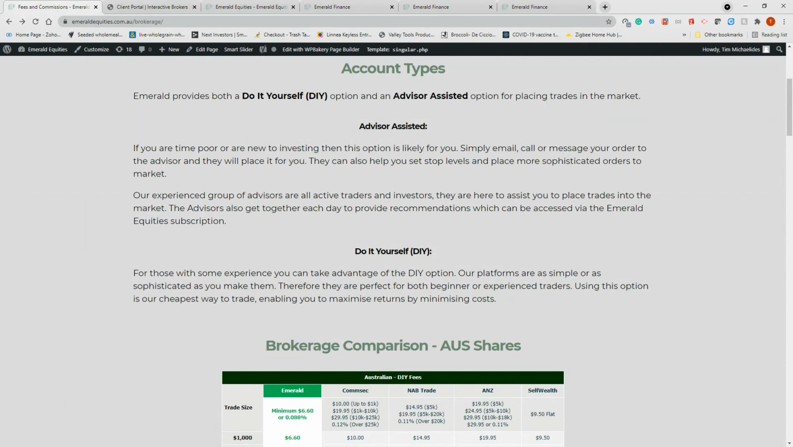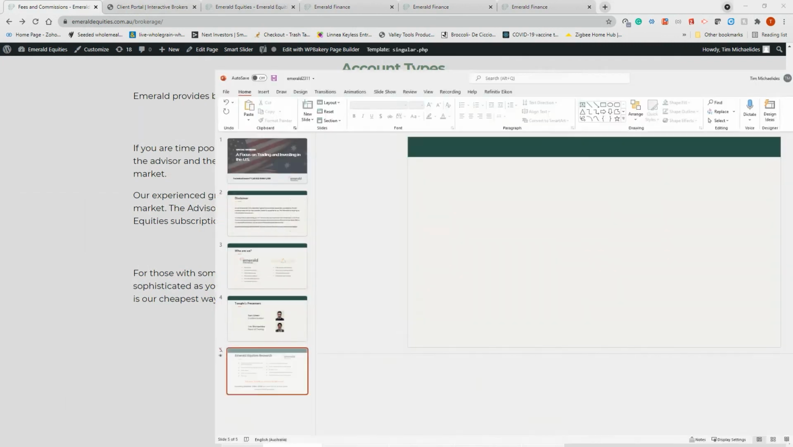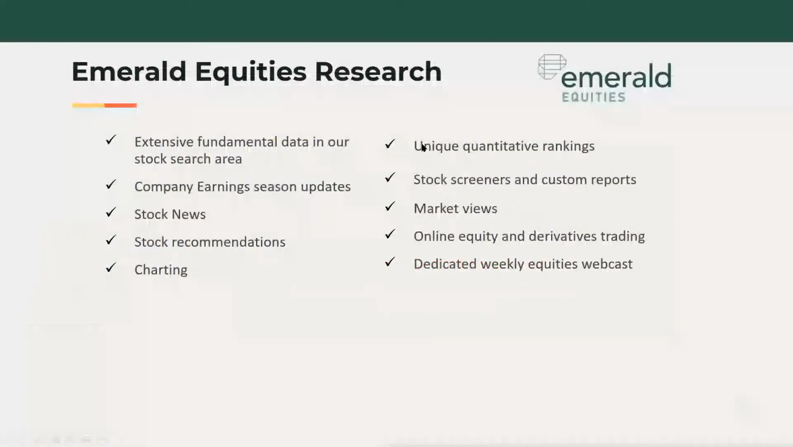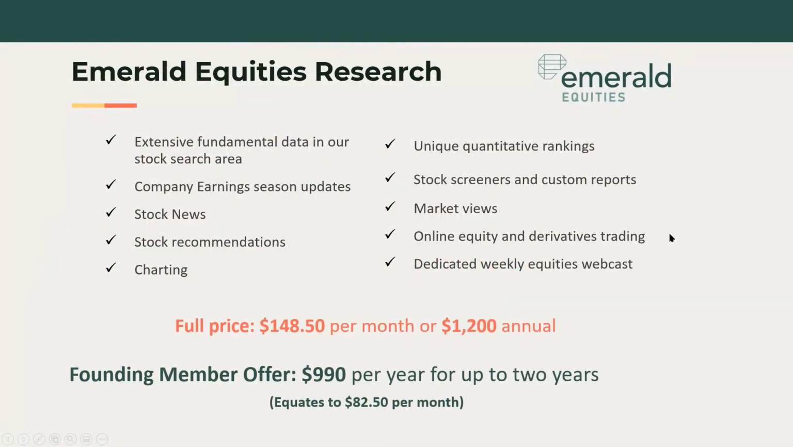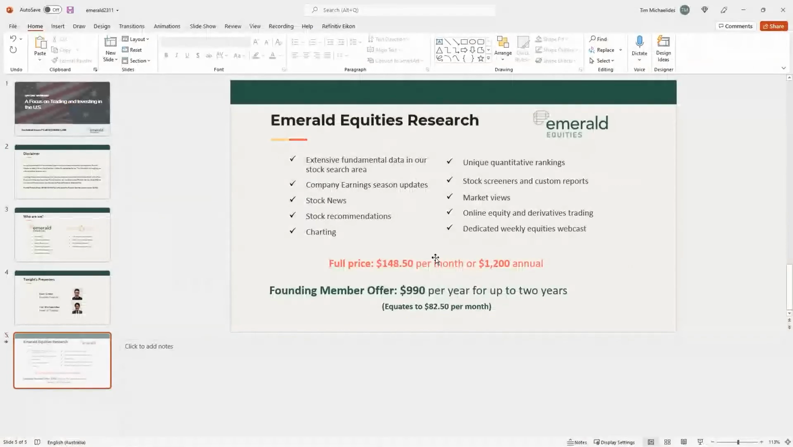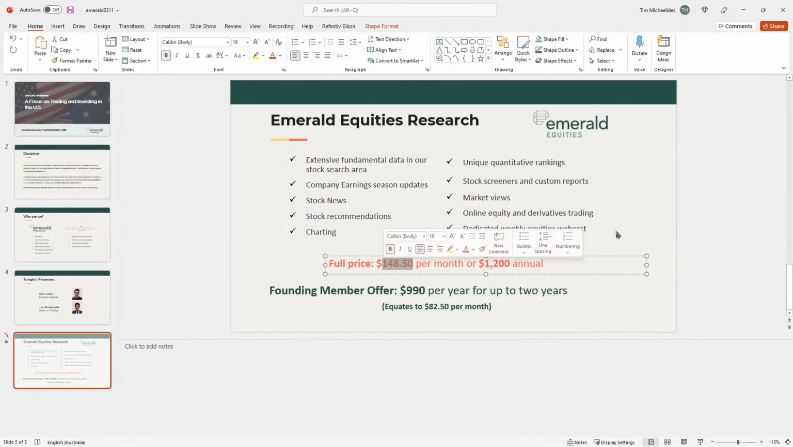All right, so basically, guys, that's the trading side. With the Emerald research side of things, you saw Sam ran through everything that we offer on that side of it. Basically, oh, this is an old slide, guys. My apologies. We don't charge that anymore. With the last few upgrades, we've been able to actually discount this right down. So $82.50 a month is what we're charging.